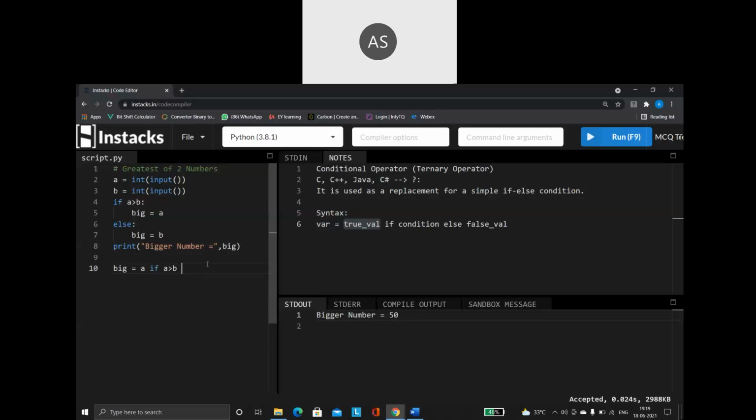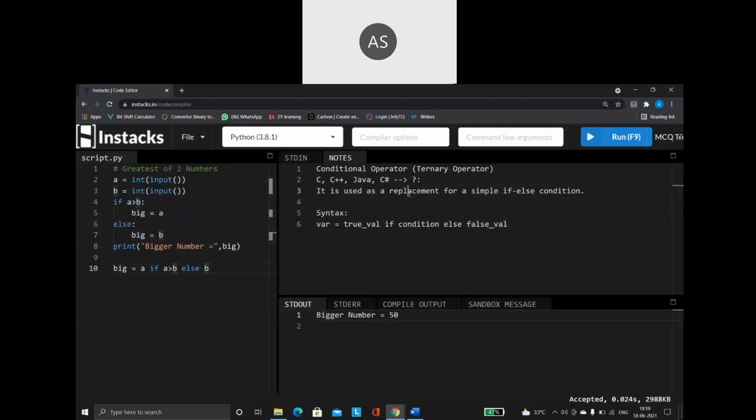Give a space. Then comes your else part. So give the else. After the else, what you have to give? The false statement. That is, whenever this condition becomes false, what needs to be done? Then whatever is the value of b needs to be given to the big variable. So instead of writing it in these 4 lines of code, I can finish it in a single line using this conditional operator. So that is what I said.